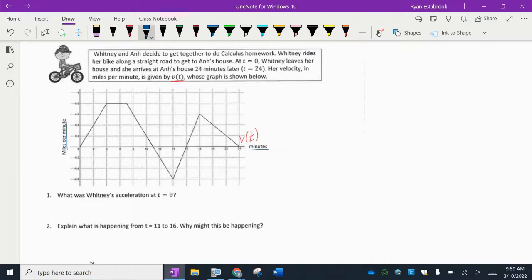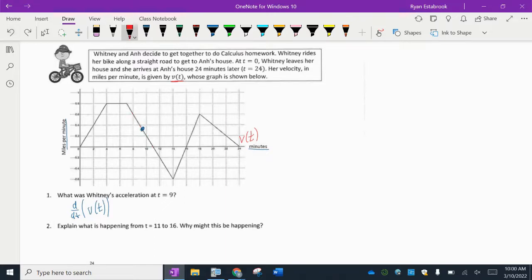The first question: what was Whitney's acceleration at t equals 9? So we're looking at this point right here. The derivative of velocity is equal to the acceleration. The derivative, we're talking about the slope. So we want to know what is the slope of this curve.